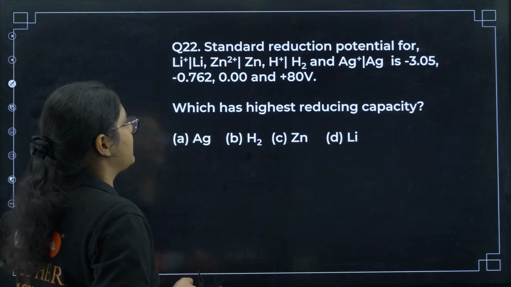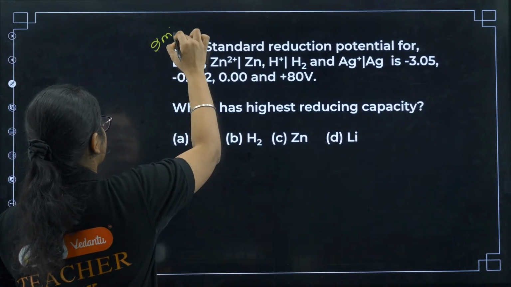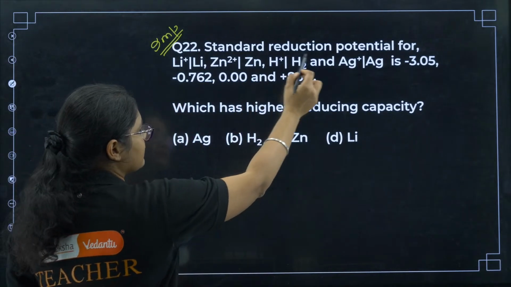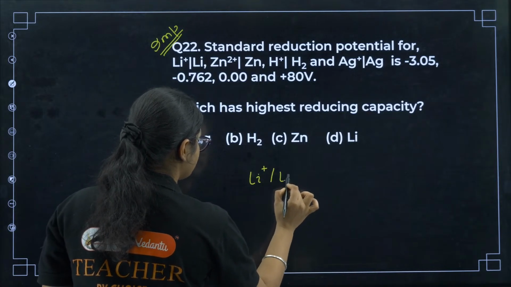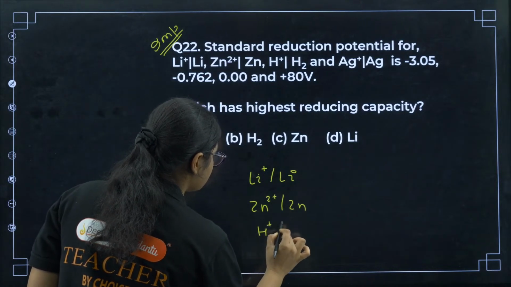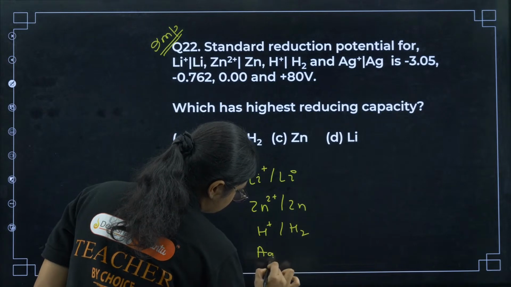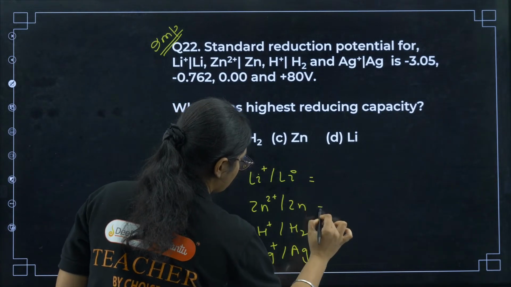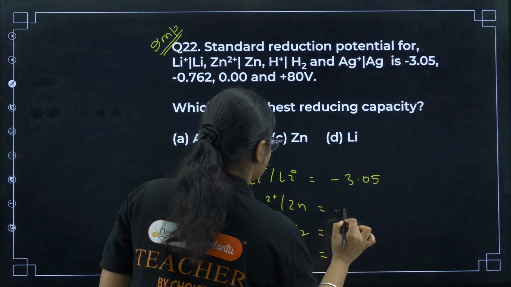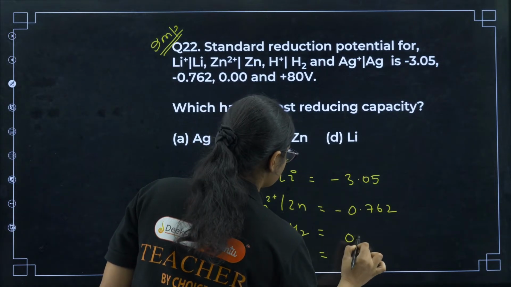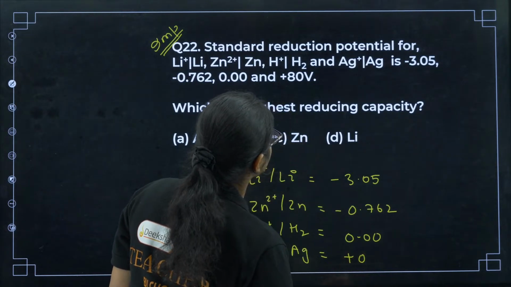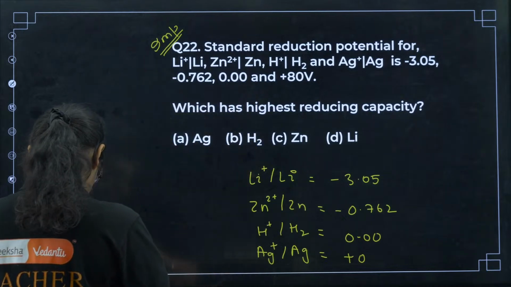Okay. Next, question number 22. This is again an important conceptual based question, easy question, but you should know the concept very carefully. The standard reduction potentials, I will write the reduction potentials in the form of a table so that I don't get confused. These are the values given: minus 3.05, minus 0.762, 0.00, plus 0.80 volt for silver. Just let me check once.